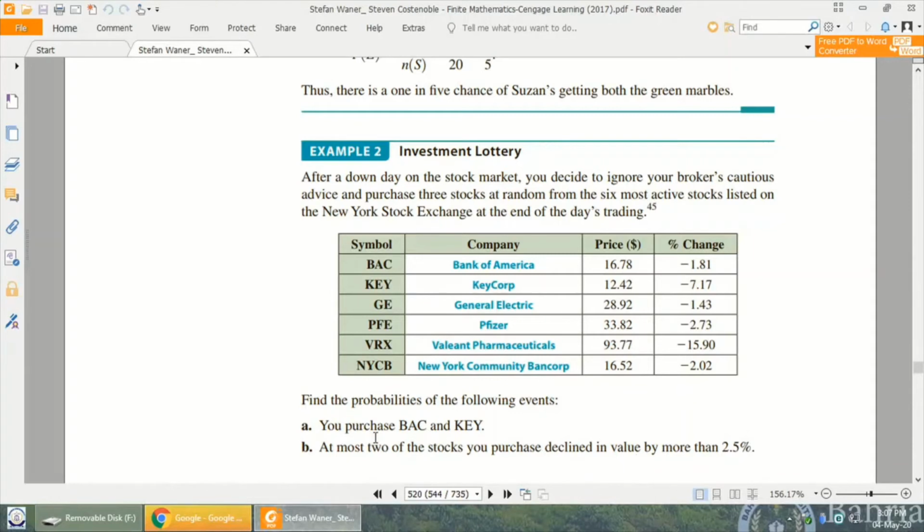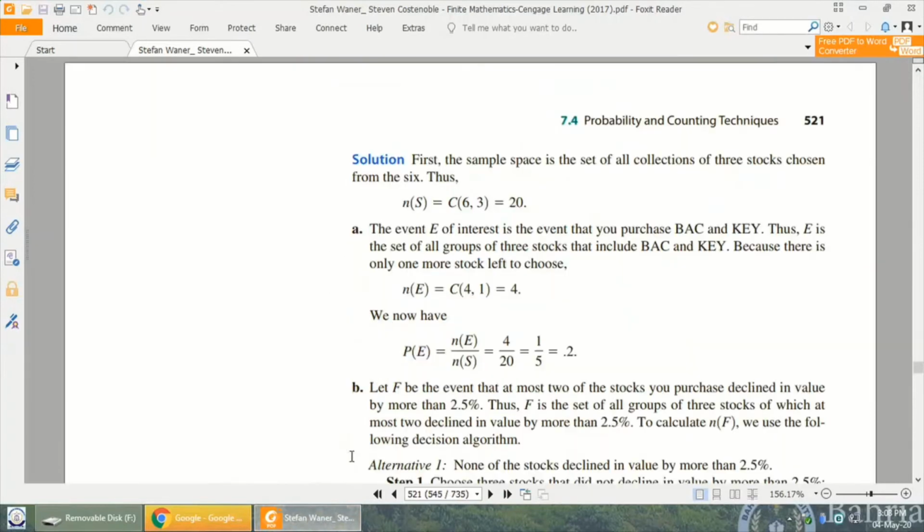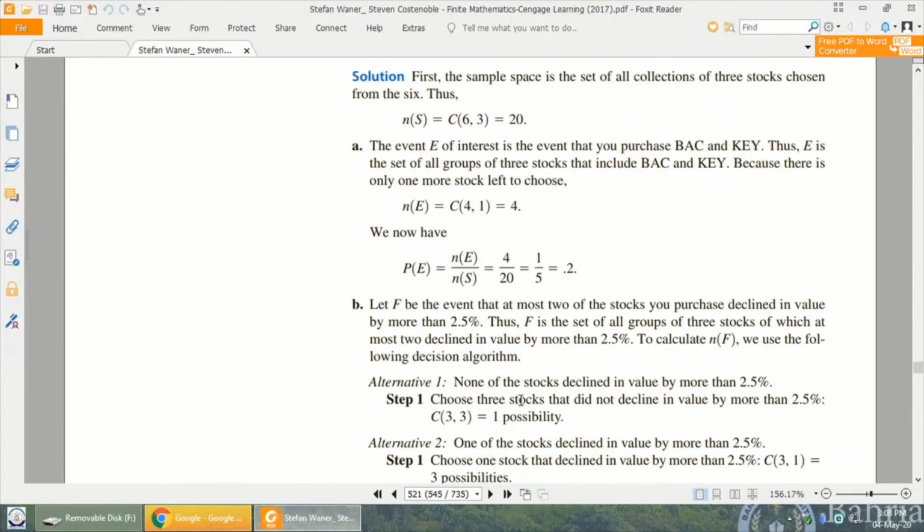But the second alternative, they have been given a few alternatives to us, right? So the first alternative would be that first of all you find out what is the sample space in this case, if you assume that at most 2 stocks decline in value. So if you look at this one, you get the sample space first of all, calculate it, and then you calculate it. So this now, like I said, there is one possibility: none of the stocks decline by more than 2.5%.